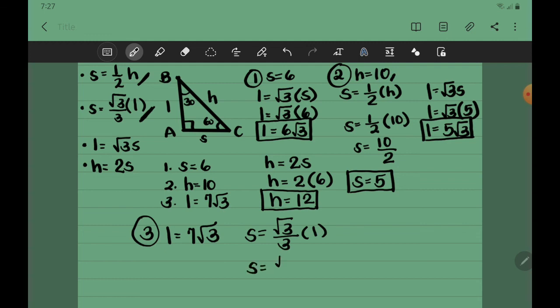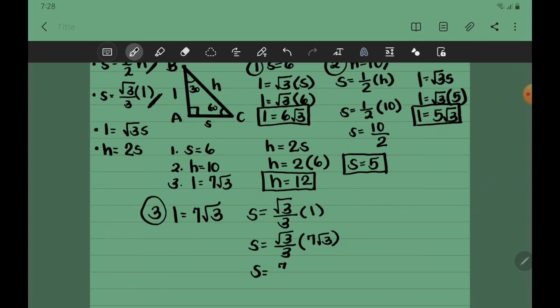Substitution. So, we're going to have square root of 3 over 3 times the longer leg, which is 7 square root of 3. And then again, sa numerator natin siya i-multiply. So, we're going to have S is equal to 7. And then 3 times 3, that is square root of 9 over 3. So, S is equal to 7. Square root of 9 is 3 over 3. And since parehas lang naman yung 3, we can cancel it out. The value of our shorter leg is 7.